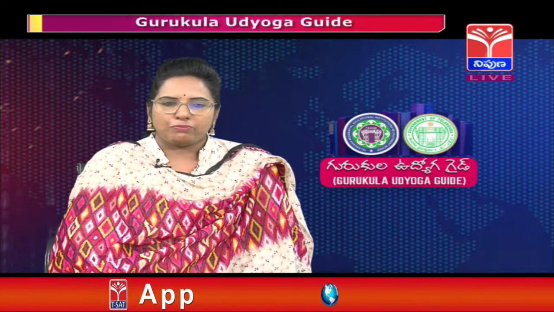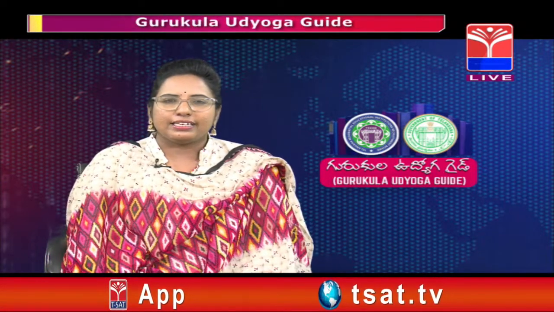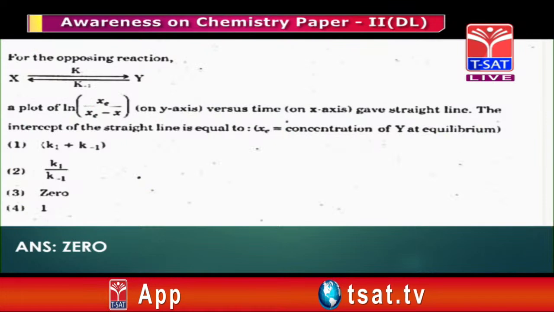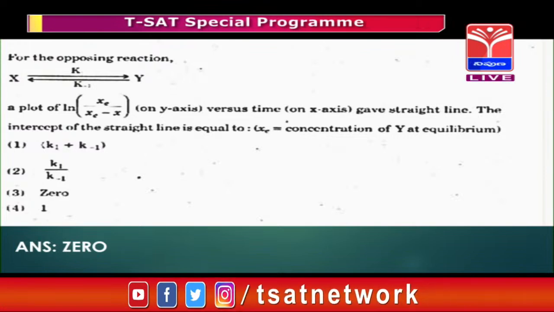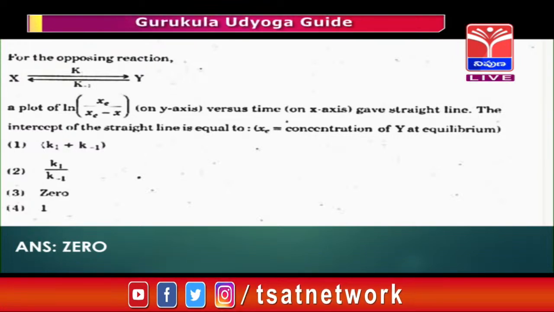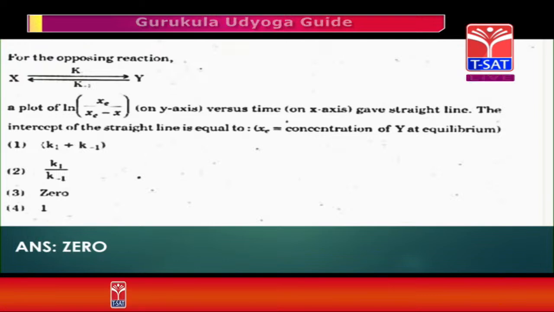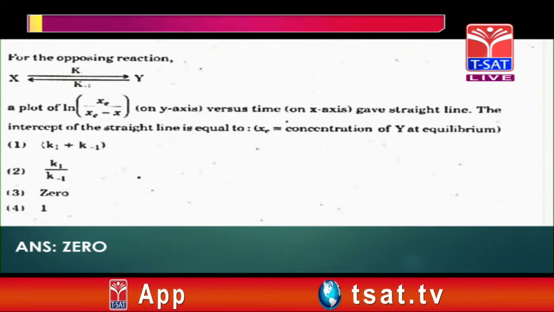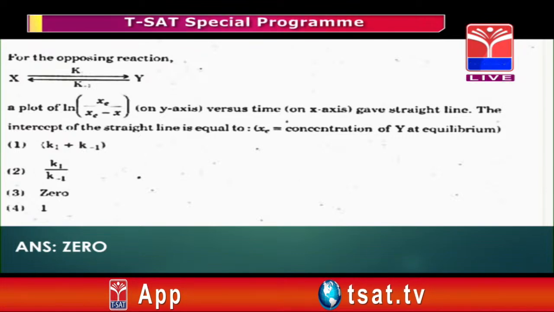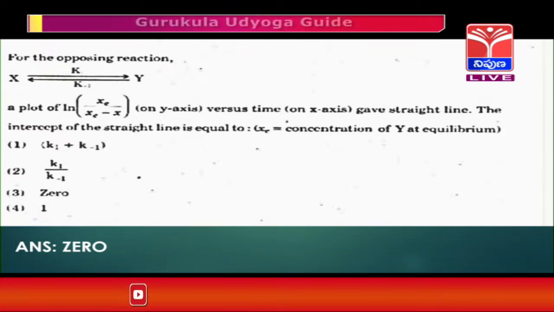Next, let us move to another question. This is about opposing reactions, where forward reaction and backward reaction rates are given. This is a graphical type question. They ask you about the intercept of that graph. See that this is a straight line passing through the origin. So the intercept for this graph is 0.